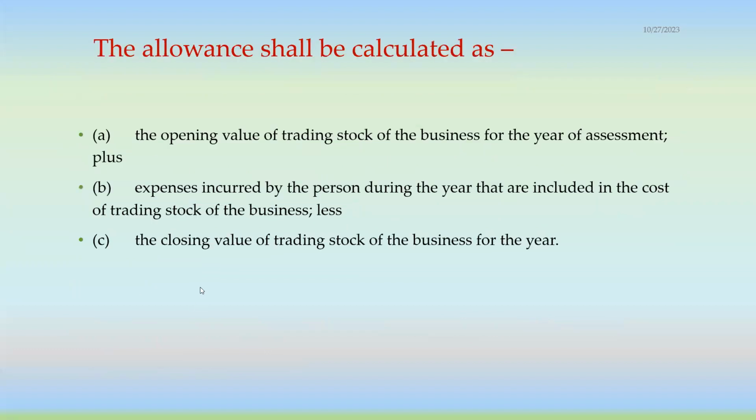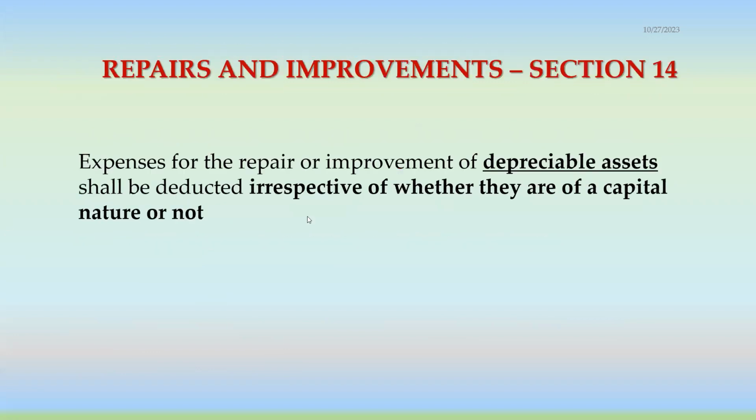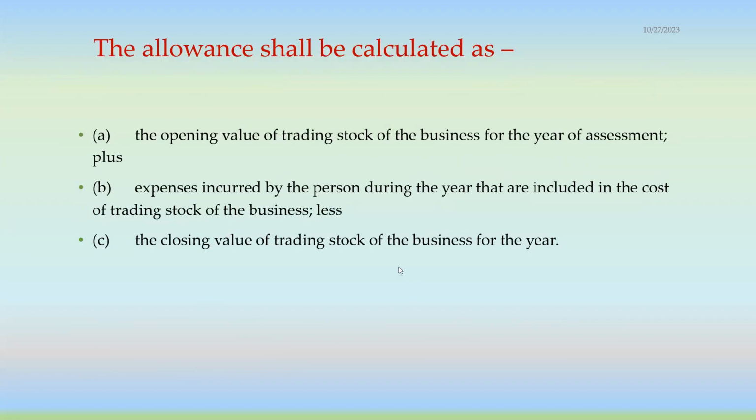So this is the calculation method of that cost of sales. After deducting, we can calculate the assessable income. So now we know two expenses that we can deduct when we are calculating the assessable income. First one is interest. The second one is cost of sales. Okay.